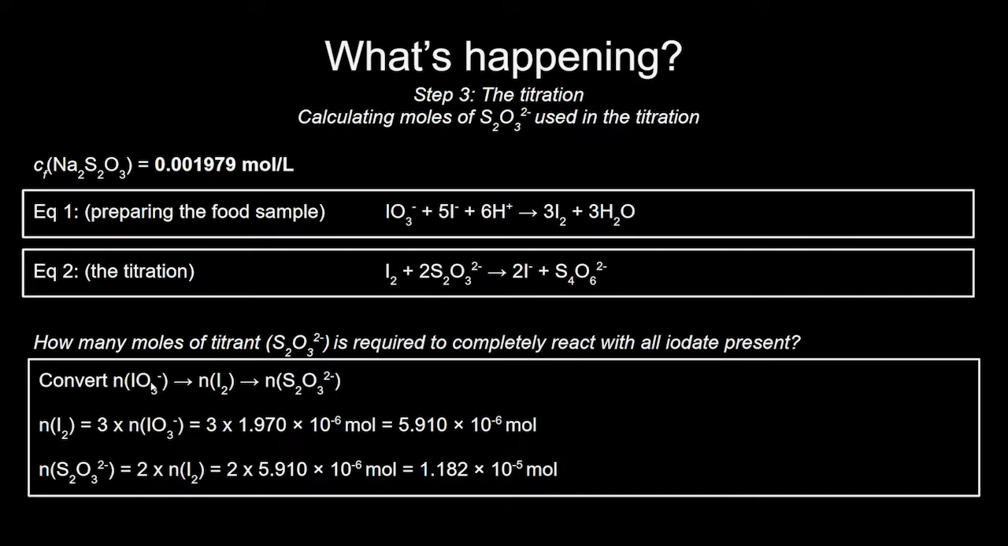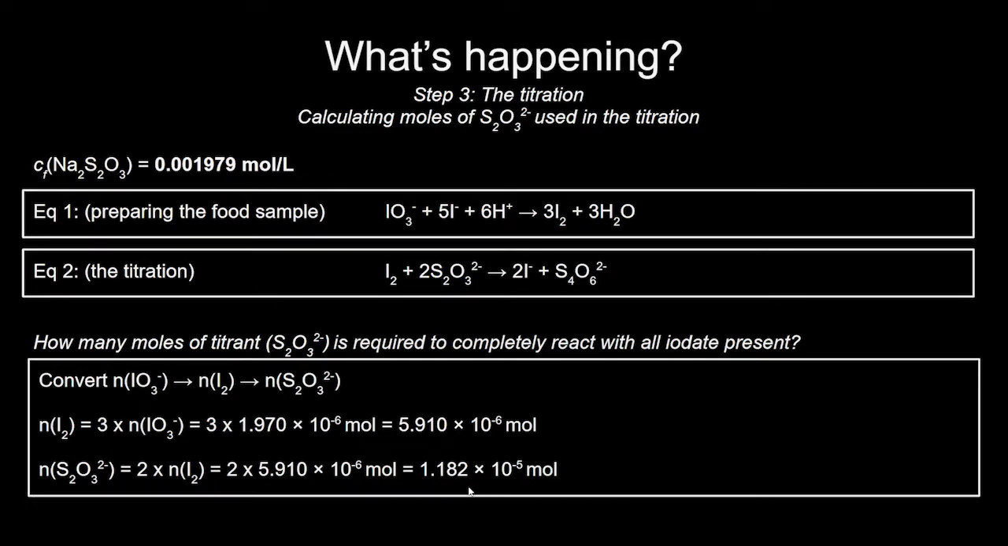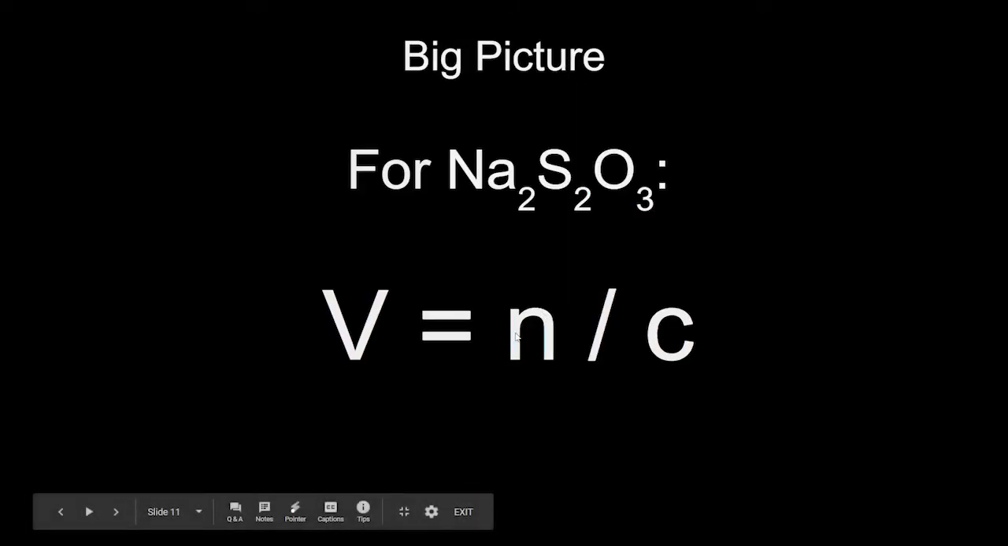We're going to take the number of moles of iodate we just calculated and convert it to iodine. So that's a 1-to-3 ratio right here. And then we'll take that number of moles of iodine and convert it to thiosulfate using that 1-to-2 ratio. So you see first I've calculated moles of iodine by applying that 1-to-3 ratio. And then I've calculated the moles of thiosulfate from those moles of iodine by applying the 1-to-2 ratio. And in the end, I've finally gotten the total moles of thiosulfate I need to react with the iodine present in this food sample. And I can plug it into our equation here.